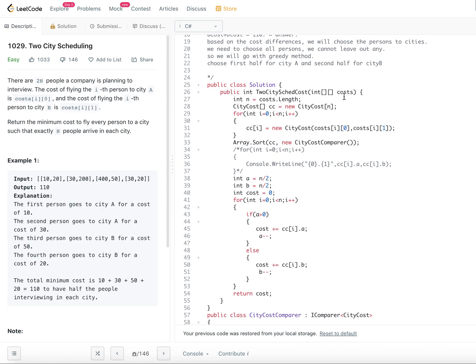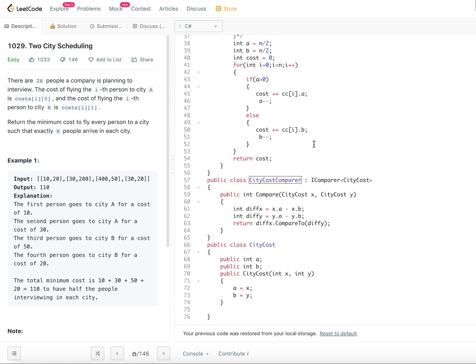Now we got this cost, it's a two-dimensional array. We get the length and we need that many objects to hold the city cost. So the city cost array will be of length n. Now we go through this cost and just fill the city cost, and then sort this city cost array by using the city cost comparer.